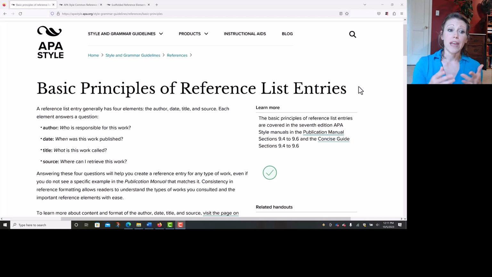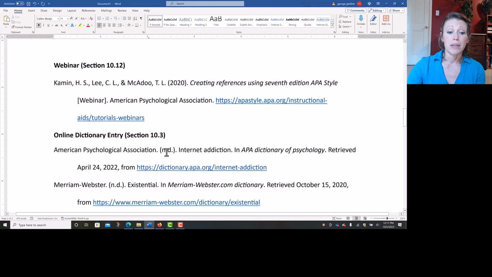We're going to start on the APA styles page that goes over the basic elements that go into a reference entry. For APA, it's divided into 4 elements: author, date, title, and then source. Source information is going to tell me as the reader or instructor where you found your source. So let's look at some common websites and webinars. We're going to start with the webinar.